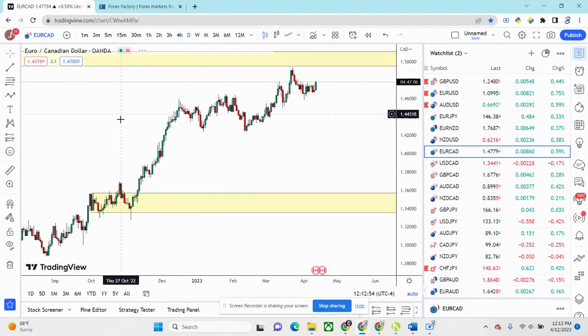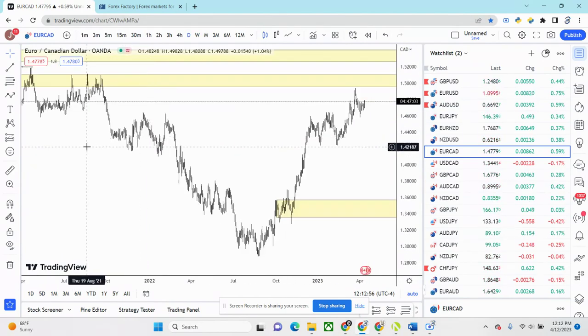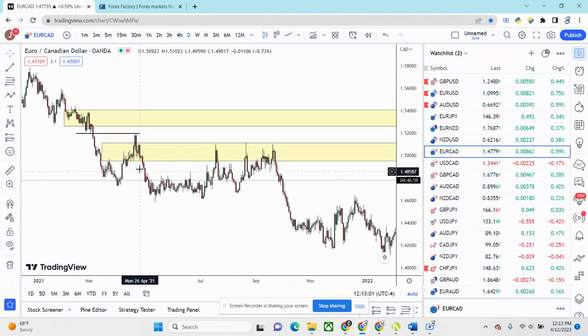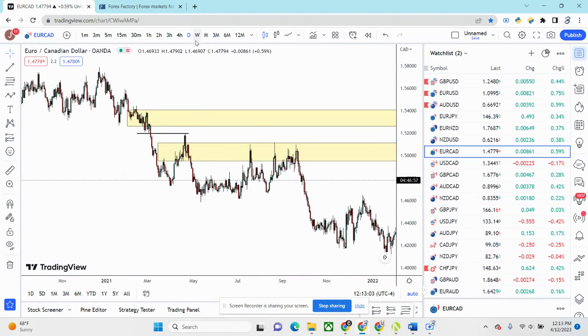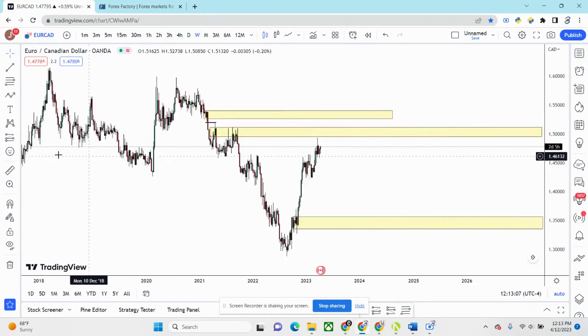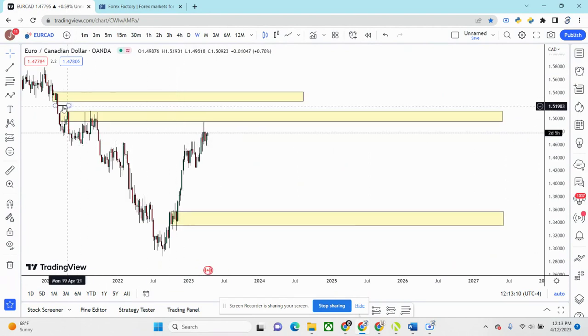Let's look at that on the daily chart real quick. Yeah, it came back, touched and pushed. Let's go back to the weekly. These are some weekly zones here.